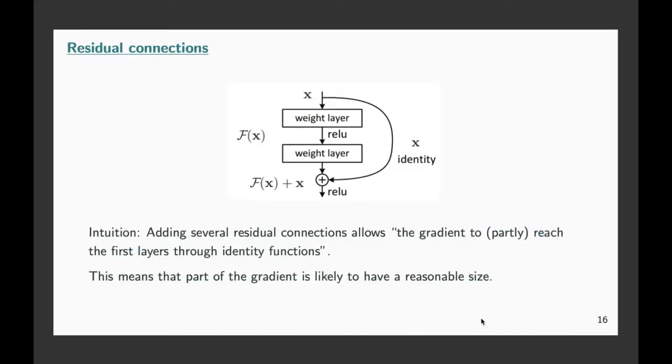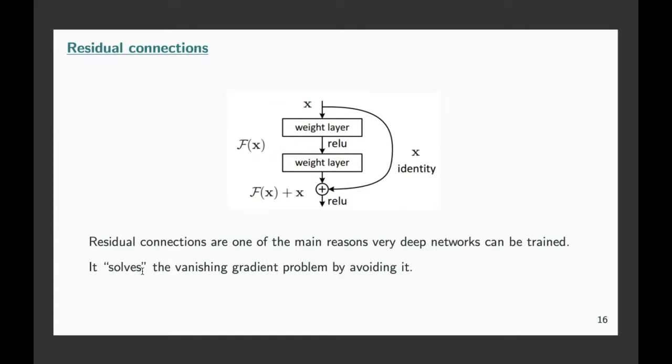So the intuition is that the gradient can reach the first layers happily through identity functions, like in a highway. And residual connections together with ReLU are one of the main reasons, at least one of the claimed main reasons, why very deep networks can be trained.